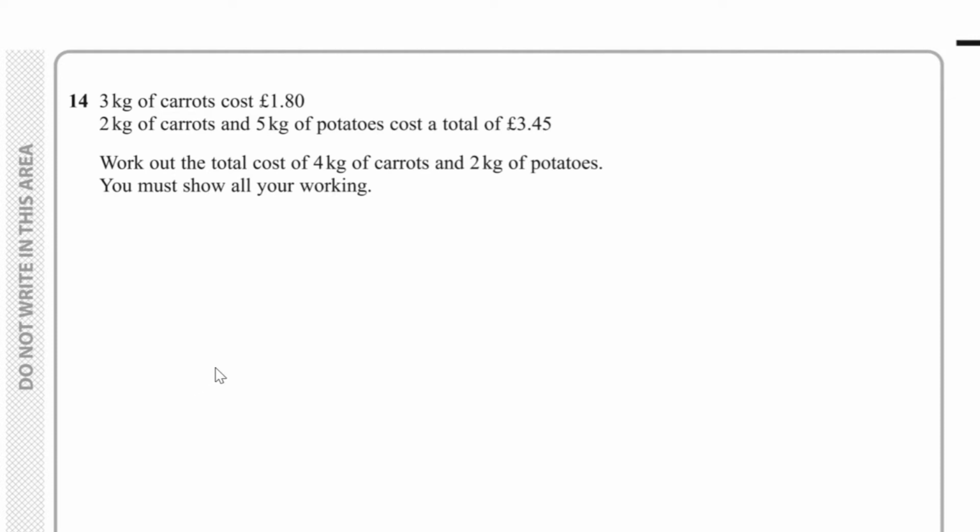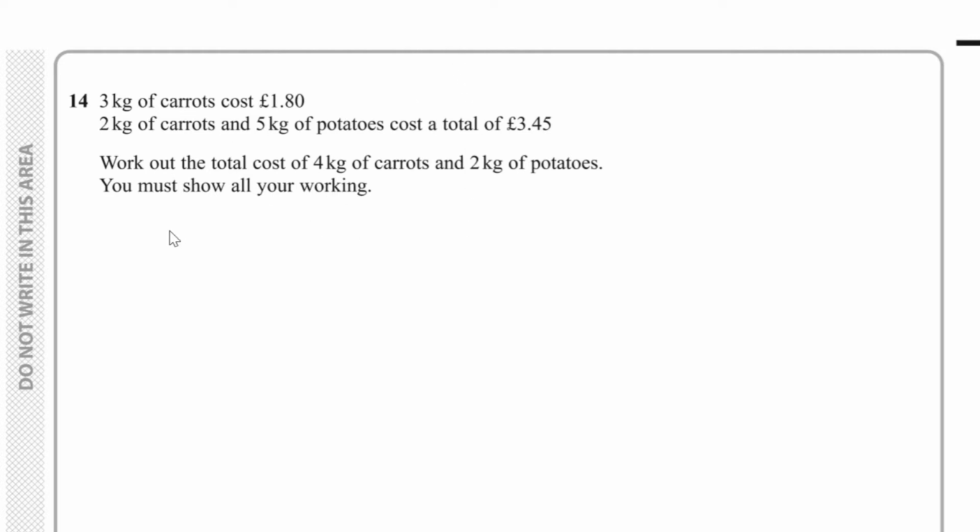Question number 14. 3 kilograms of carrots cost £1.80. 2 kilograms of carrots and 5 kilograms of potatoes cost a total of £3.45. You have to work out the total cost of 4 kilograms of carrots and 2 kilograms of potatoes. You must show all of your working.